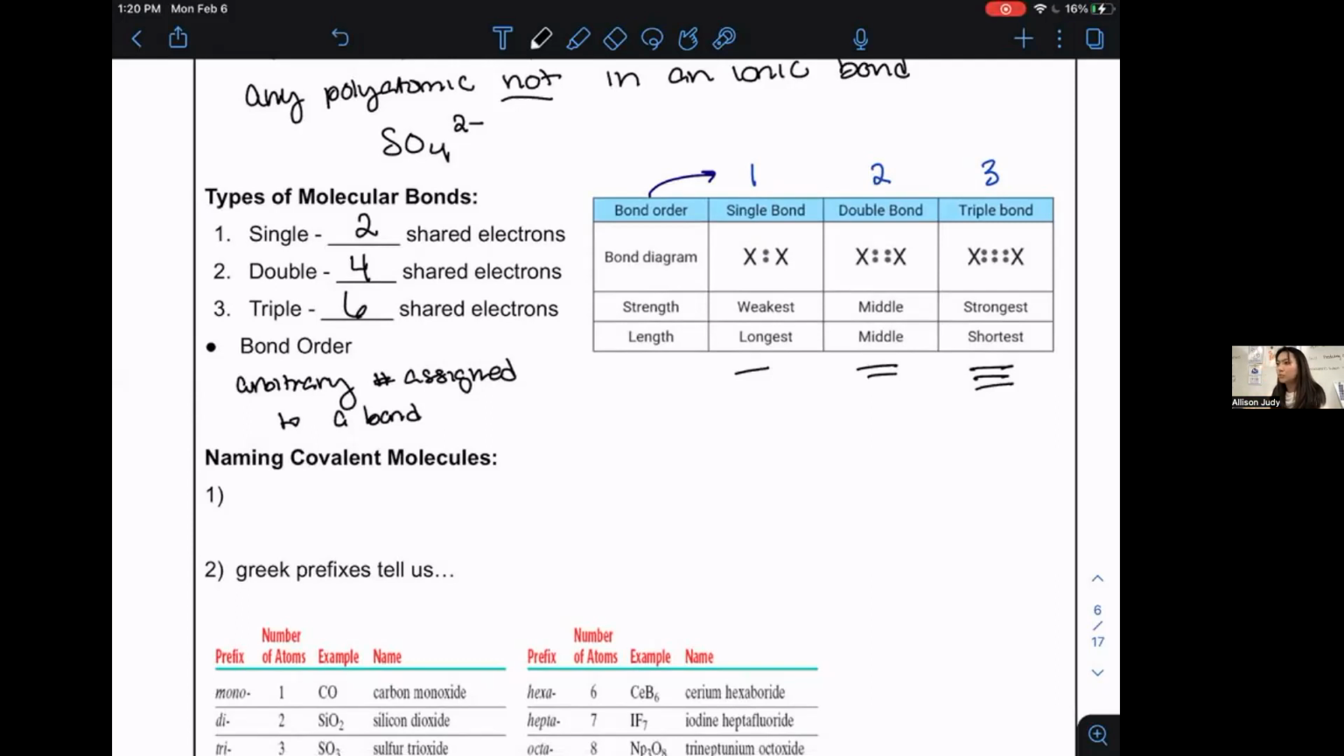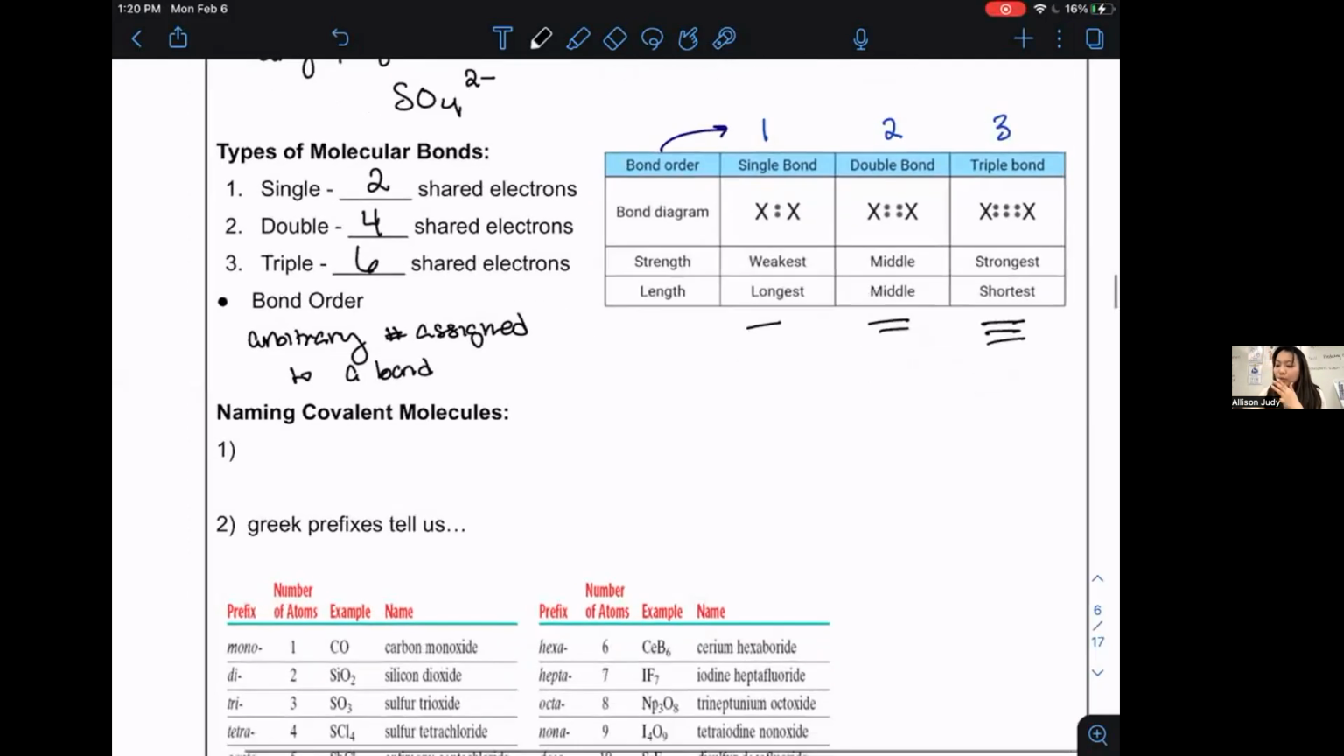Okay. So when we name covalent molecules, now that we understand the types of covalent bonds that can occur, single, double, triple, and again, this only applies to covalent. You cannot have a single ionic bond and a double ionic bond. It is just transfer. It's just one transfer. Gain, lose. Okay.